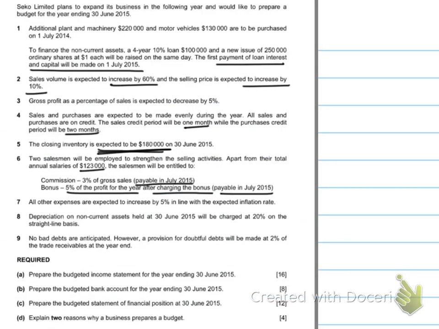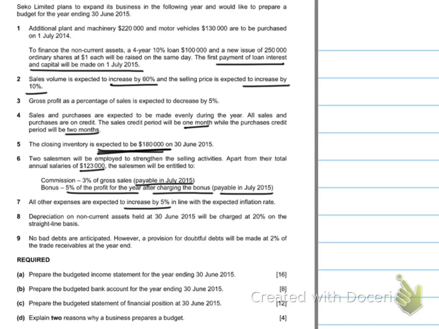Now, all other expenses are expected to increase by 5%. So basically, you multiply the current expenses by 1.05, or you figure out what 5% is and add it to the expenses, and then you just increase your expenses.